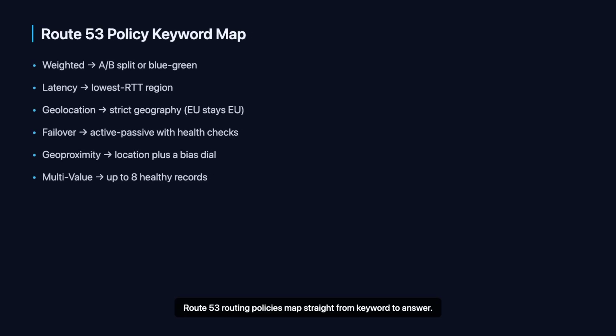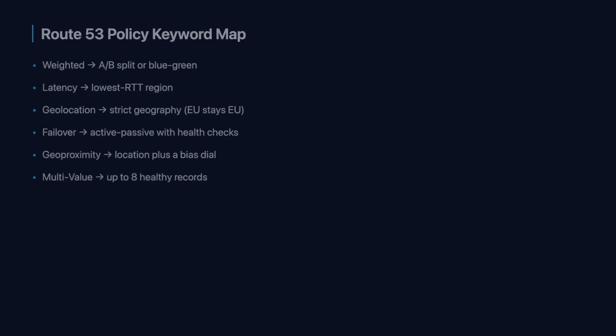Route 53 routing policies map straight from keyword to answer. Weighted means splitting traffic for an A/B test or a blue-green migration. Latency routes to the lowest round-trip region. Geolocation is strict geography, so EU users stay in the EU for compliance. Failover is active-passive with health checks. Geoproximity is location plus a bias style that shifts traffic between resources. And multi-value answer returns up to 8 healthy records for client-side selection.